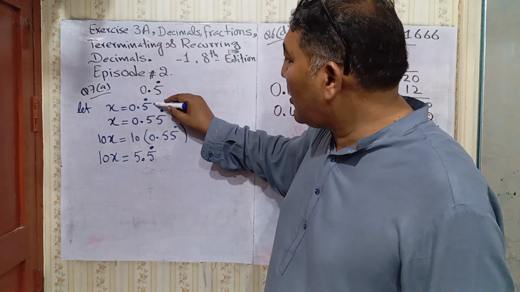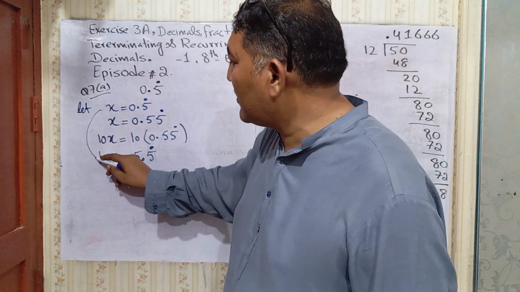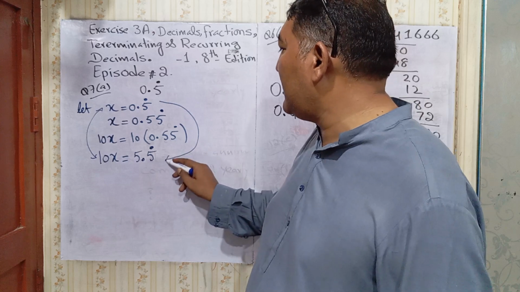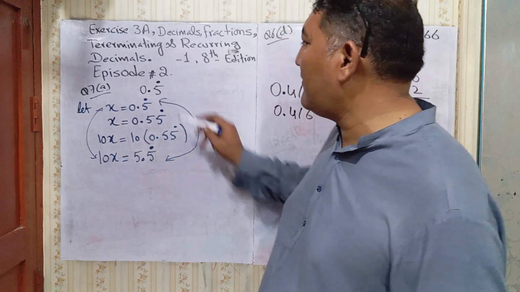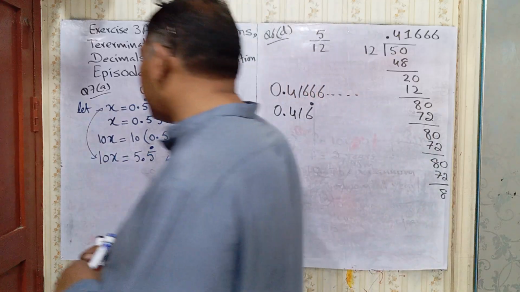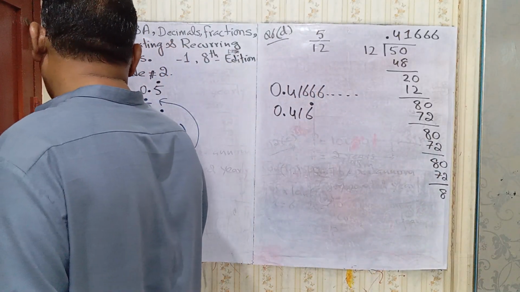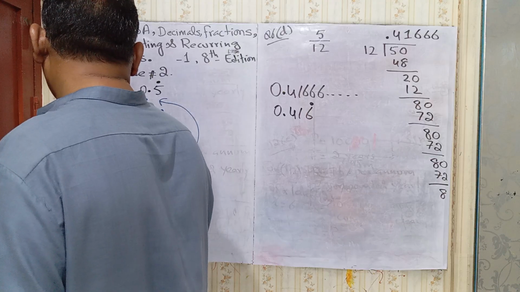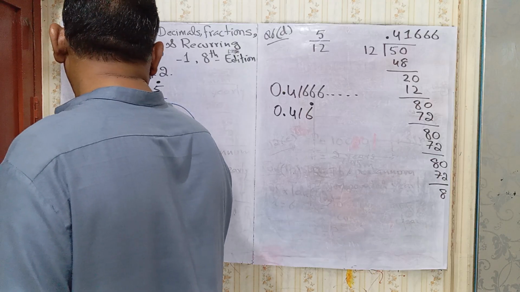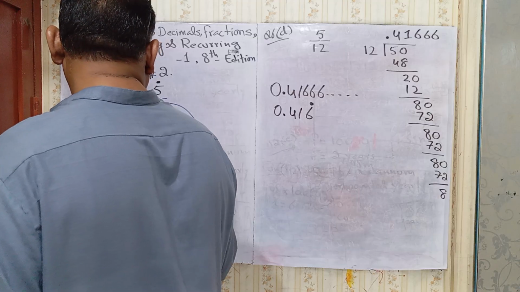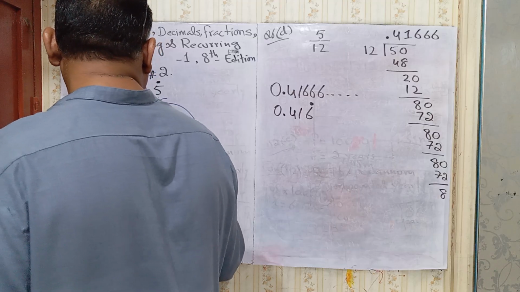Okay, so now I will subtract these two equations. From the left I will subtract the left, from the right of this equation I will subtract the right. So this becomes 10x minus x is equals to 5.5 dot minus 0.5 dot.